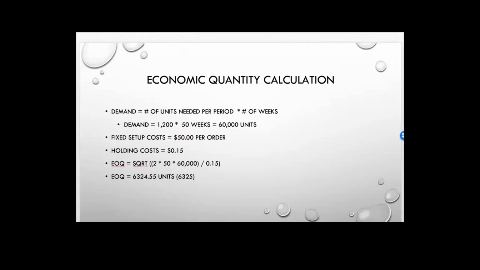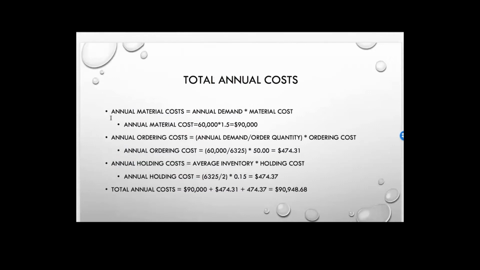So now, total annual costs. It's funny, more than half of the time, students forget to add the material costs, which is how much it costs to purchase the goods. It's not a big deal, but don't forget to add the cost of the materials that you purchase from your manufacturer. The annual material cost is the annual demand, which is 60,000, times the cost per item. We pay $1.50 for each item, 60,000 items. Our annual material cost is 90,000.